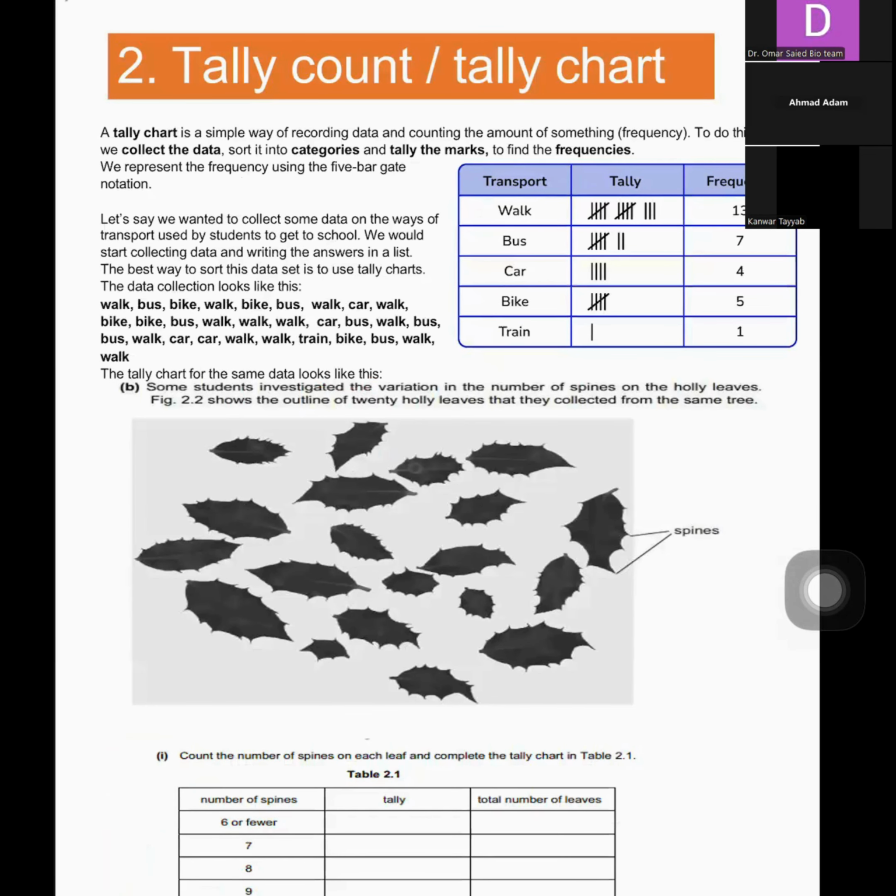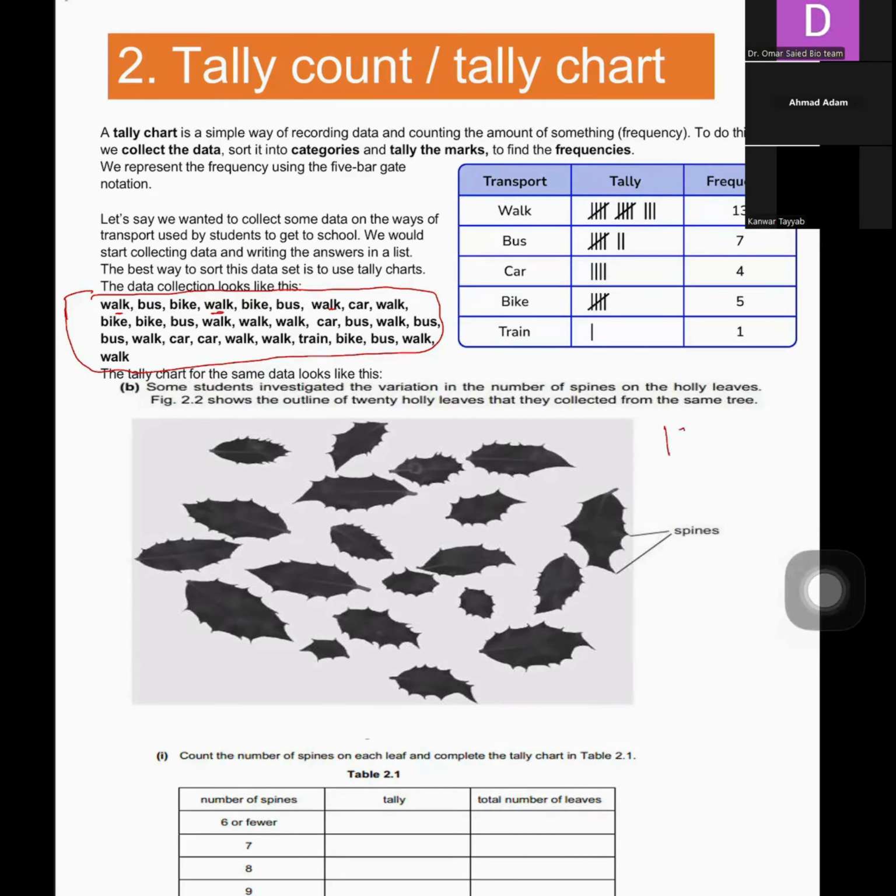Next, something called tally count. Tally count is also important. What's a tally? A tally is a simple way for recording and counting numbers. For example, here we have a text. This text has some words as walk, bike, bus, walk, and so on. He wants you to answer how many times the word walk was repeated. So here walk is there. So you make a line like this.